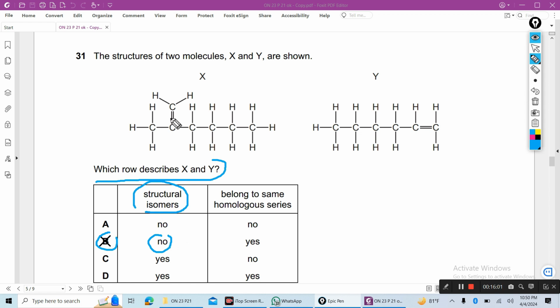Belong to the same homologous series? Yes, because both are alkenes. They contain a carbon-carbon double bond. So they are alkenes, the same homologous series.